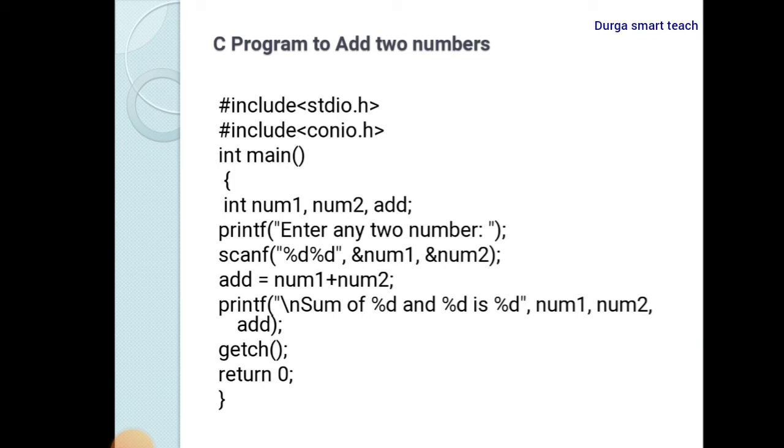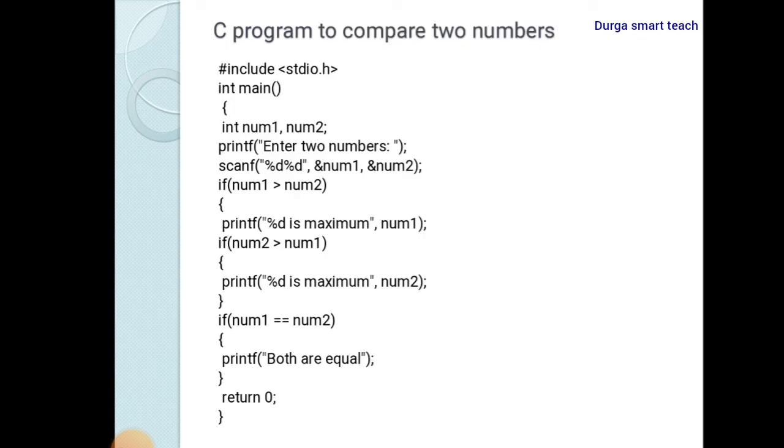So here we have taken three variables. First we added two variables and then we stored the result in another variable. Okay, let's see one more example. C program to compare two numbers.